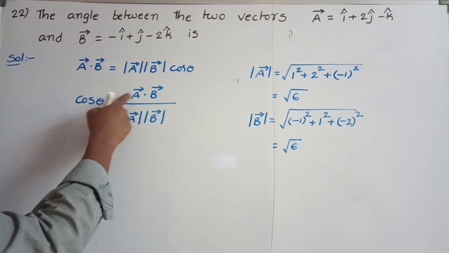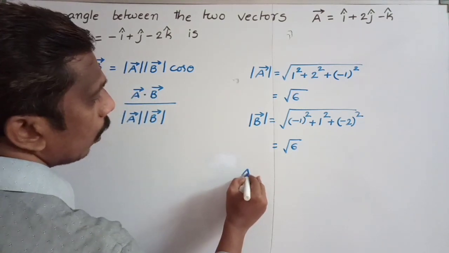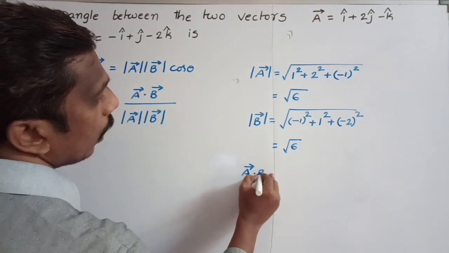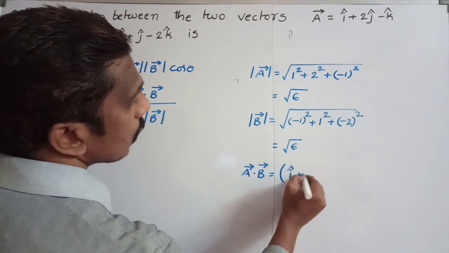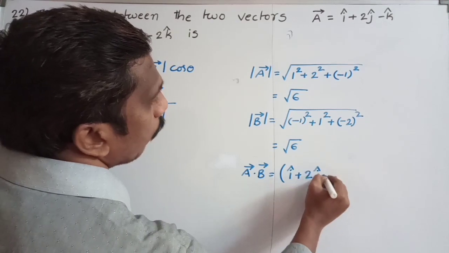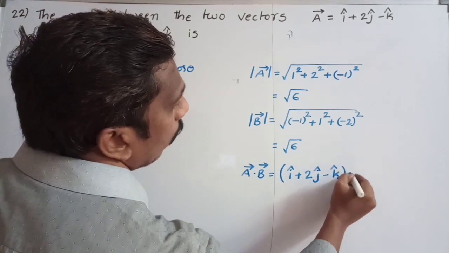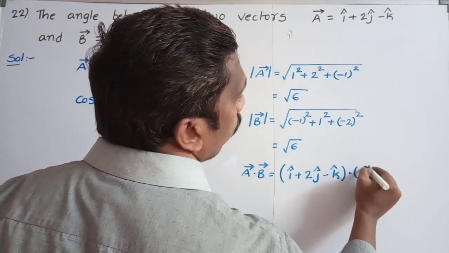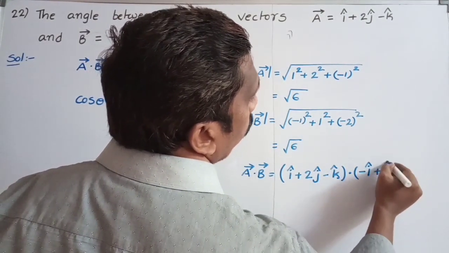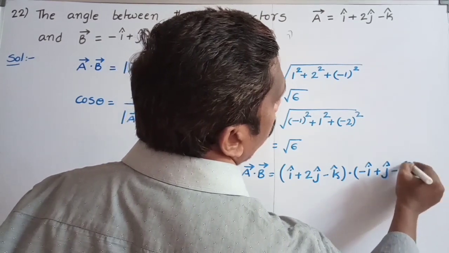Next, do the dot product between a bar and b bar. So a bar dot b bar, where a bar value is i cap plus 2j cap minus k cap, dot b bar, which is equal to minus i cap plus j cap minus 2k cap.